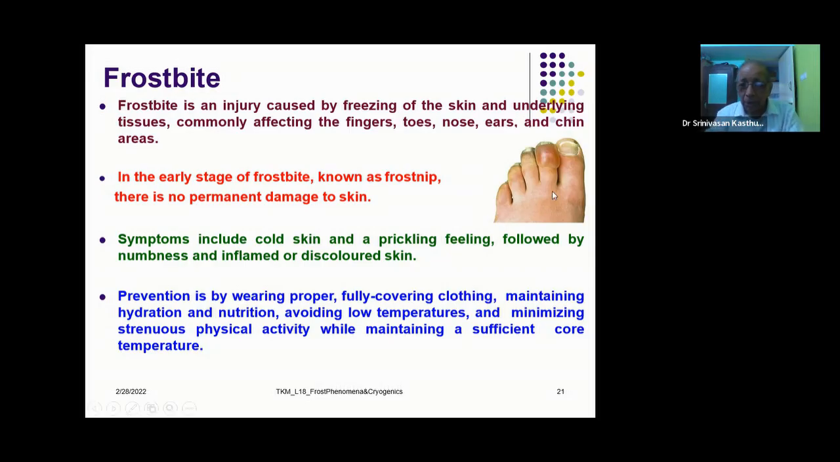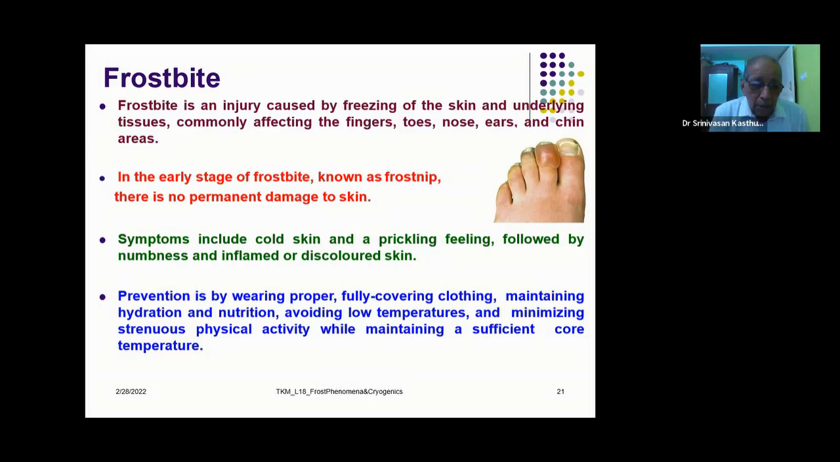So here you see, for example, a foot on which one of the fingers is somewhat swollen. This is caused by the frostbite. In the early stages of frostbite, known as frost nip, there is no permanent damage to the skin. Normally, you will have symptoms of cold skin, then a prickling feeling, followed by numbness, and then the skin can become inflamed or discolored.